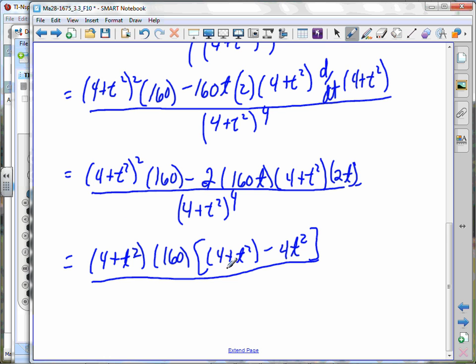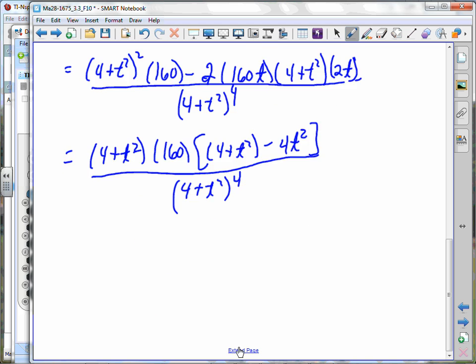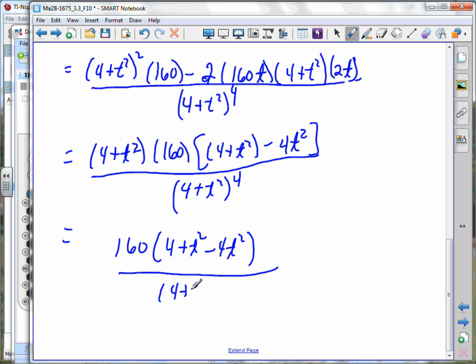Take that out. I have 1 left. Take the 160 out, and then I've got the 2 times 2 is 4. I have the t squared. I took that out. I think I've got that. I know someone's watching. I can take one of those away from here. So I have 160 times 4 plus t squared minus 4t squared divided by 4 plus t squared cubed.